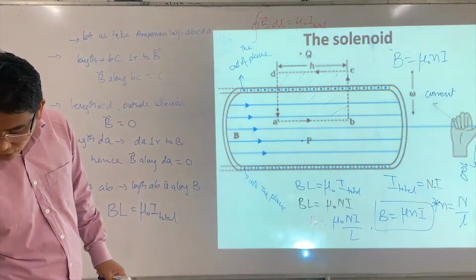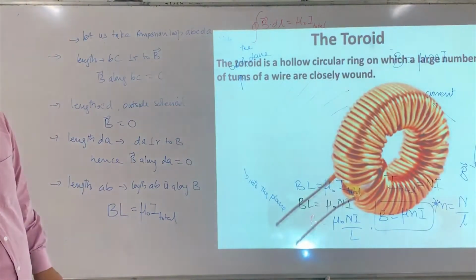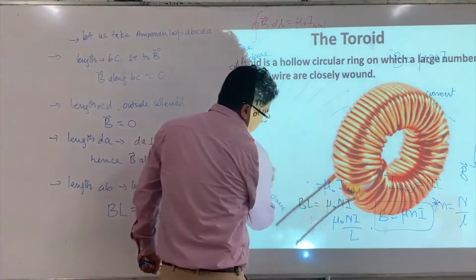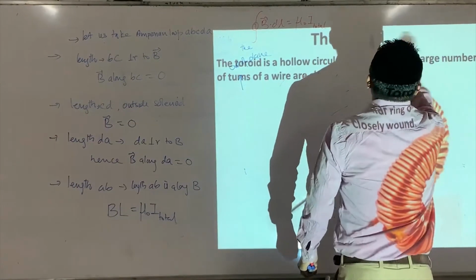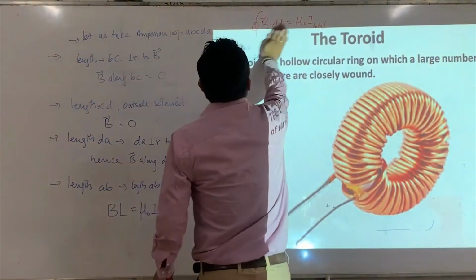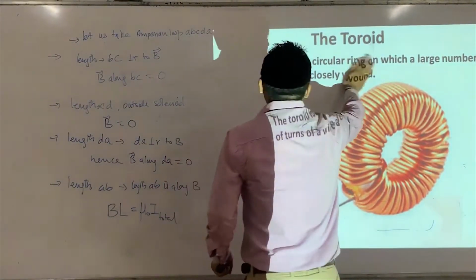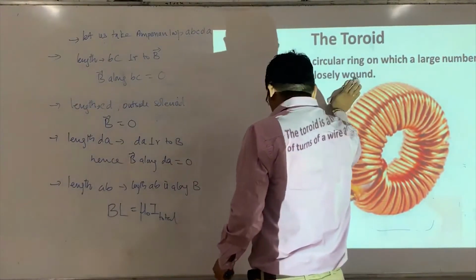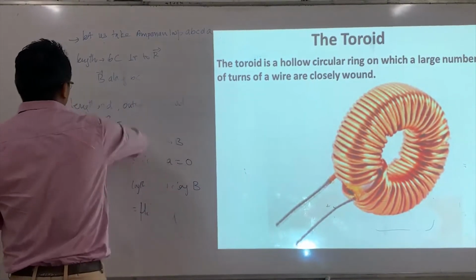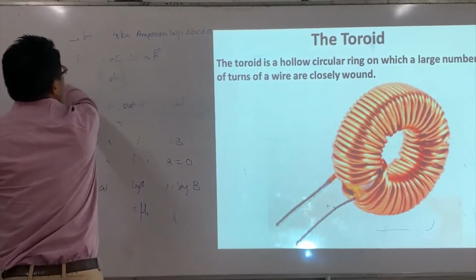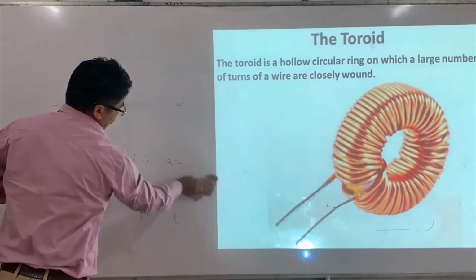Next I would like to do the toroid. For a toroid, it is very similar to a solenoid. The only difference is that in the case of a toroid, it is a hollow circular ring. How are you going to obtain a hollow circular ring? It is simple. I am going to join the two ends of a solenoid. If we join the two ends of a solenoid, we obtain what we call a toroid.